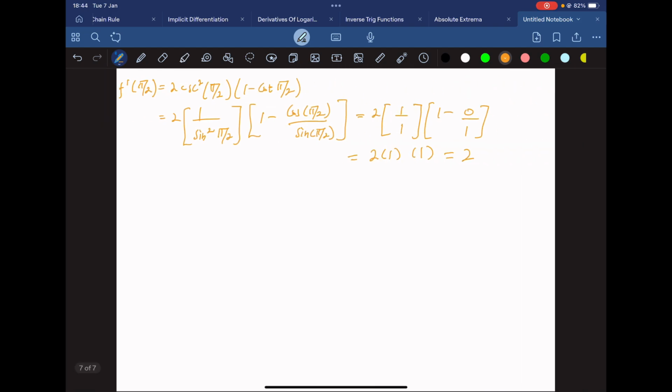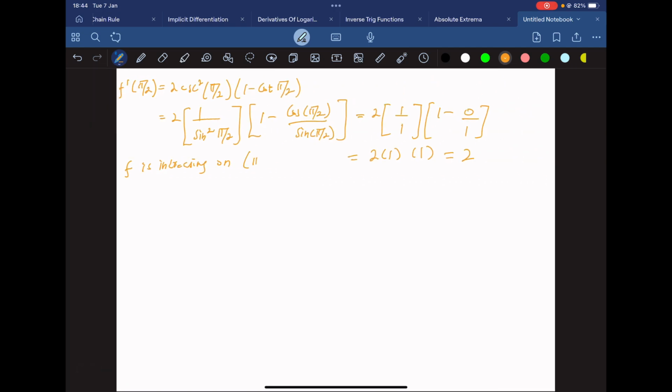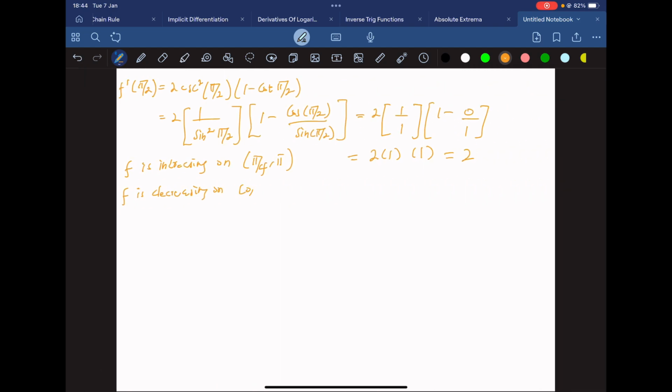So our f is increasing on pi over 4 to pi. And f is decreasing between 0 and pi over 4. That's where it is decreasing. So we have 0 to pi over 4.